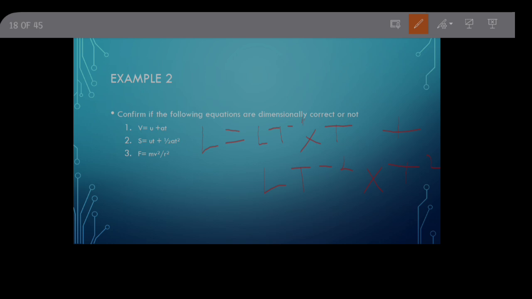That will give us LT raised to power minus 1 multiplied by T. This T will cancel this T, so it will remain L. Then LT raised to power minus 2 multiplied by T raised to power 2. That will also cancel each other, so we are going to have plus L. Since we have consistent dimension, therefore equation number 2 is also dimensionally correct.